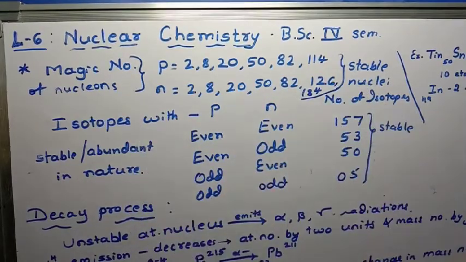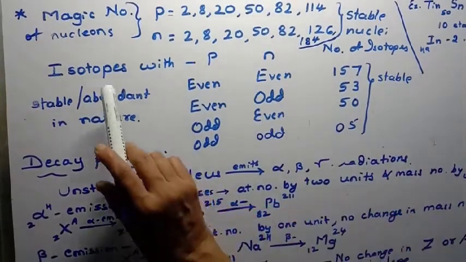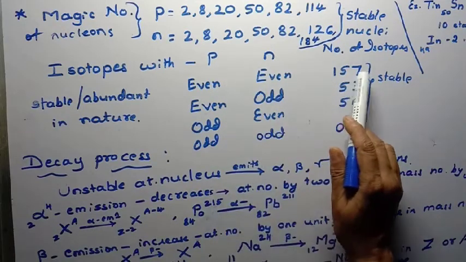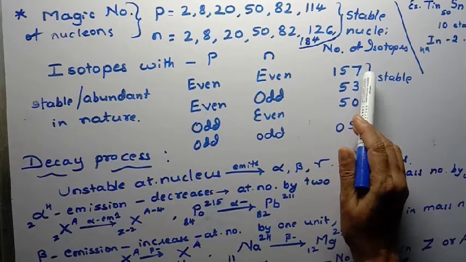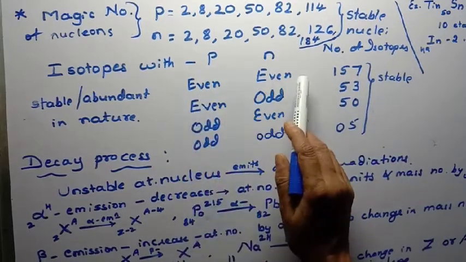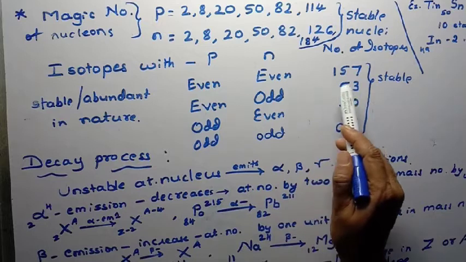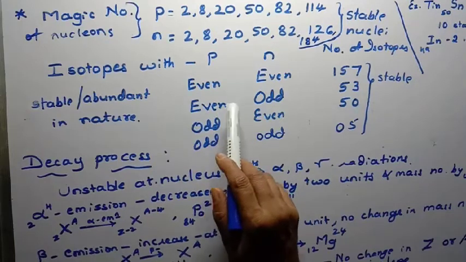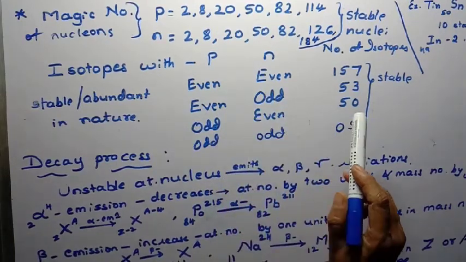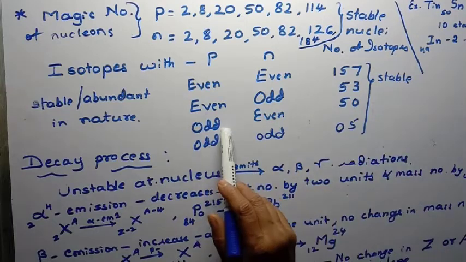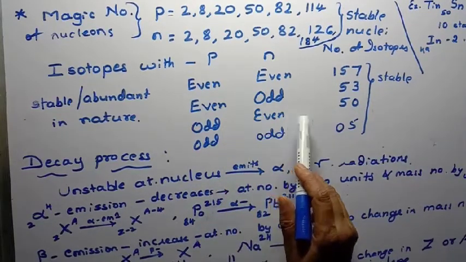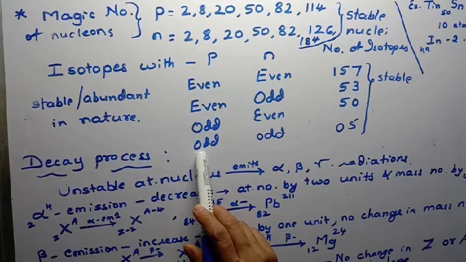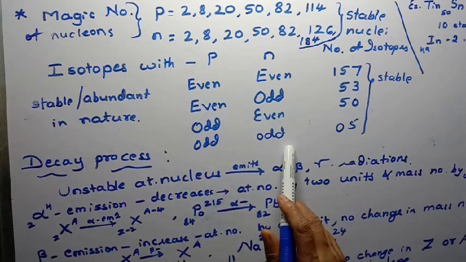Also, there are many isotopes which are stable. 157 isotopes are found stable which have an even number of protons and even number of neutrons. Similarly, there are 53 isotopes with even number of protons and odd number of neutrons, 50 isotopes with odd number of protons and even number of neutrons, and 5 isotopes with odd number of protons and odd number of neutrons.